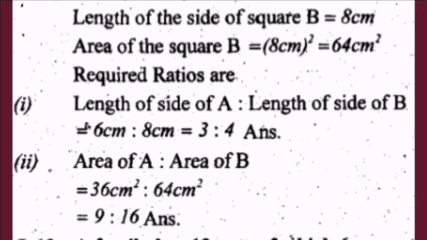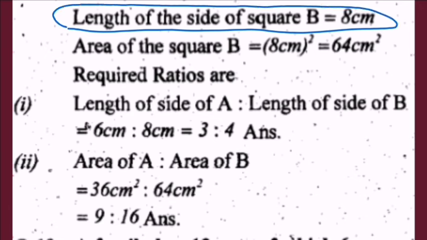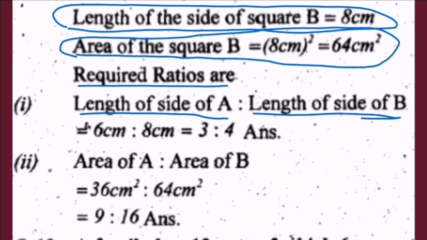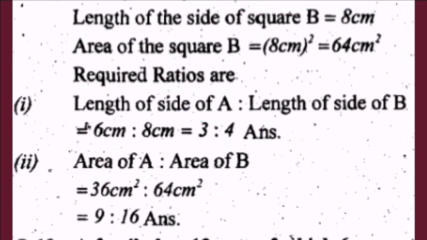The length of the side of square B is 8 centimeters. So the area of square B is 8 centimeters whole square, which is equal to 64 square centimeters. So the required ratio is the length of the side of A ratio the length of the side of B, which is 6 ratio 8. By simplification, 3 ratio 4. Area of A ratio area of B: area of A is 36 square centimeters and area of B is 64 square centimeters. By simplification, this is equal to 9 ratio 16.